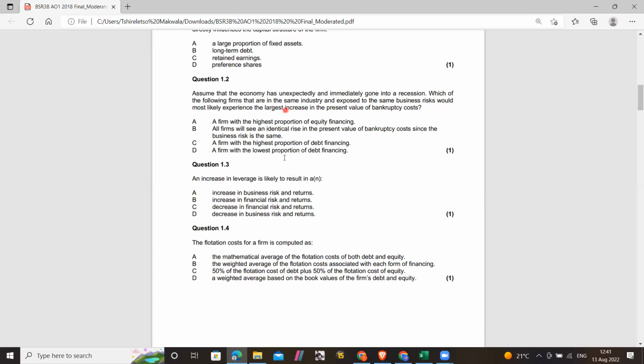Why? Because an increase in leverage, like I said, which means an increase in financial leverage, means an increase in debt, right? And like I said, an increase in debt is what? An increase in financial risk, right? Because the risk of not paying them increases, and that's financial risk. And then it will also increase what? Returns, right? Like I said, leverage basically multiplies returns, this leverage effect, if you're making profits.